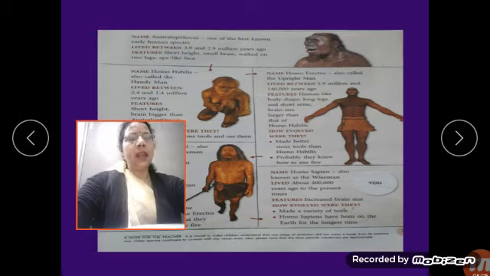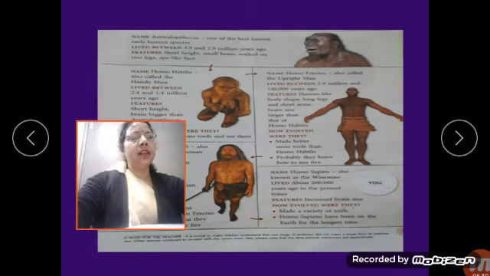And ape-like arms. Their arms and hands were like an ape. People believe that they learned to make stone tools, tools made of stones for hunting. Who have learnt? Homo habilis have learnt.